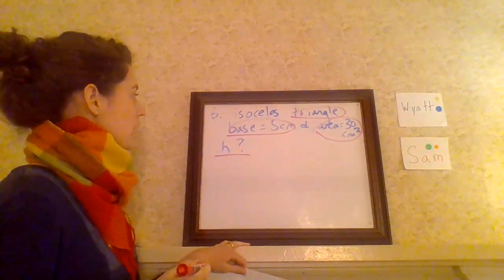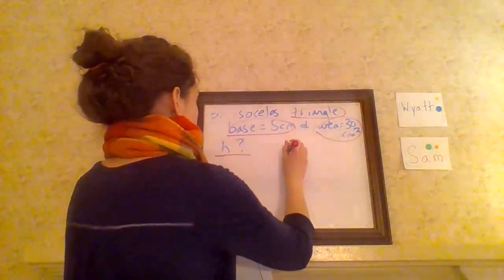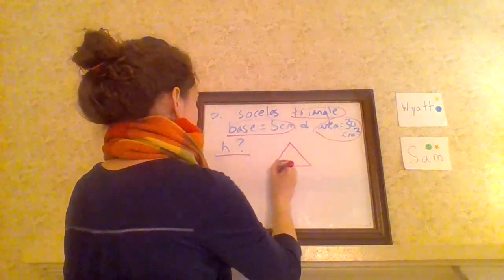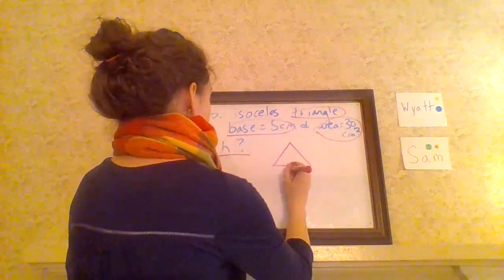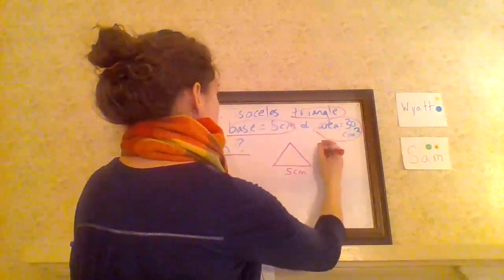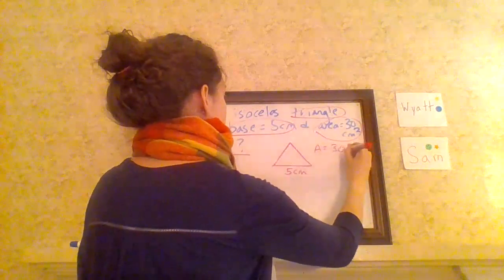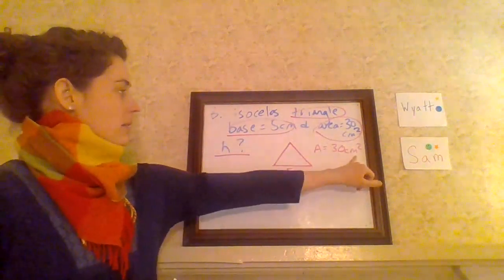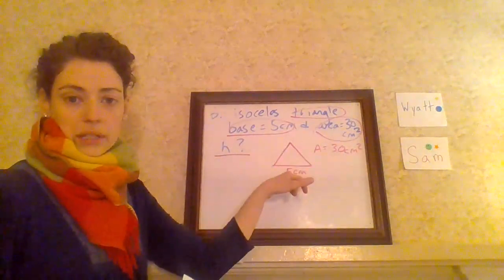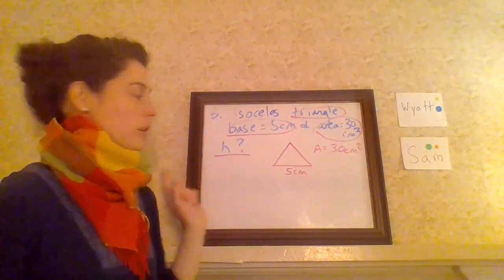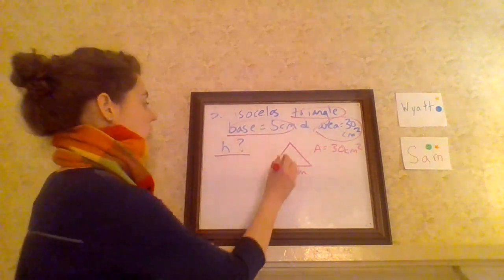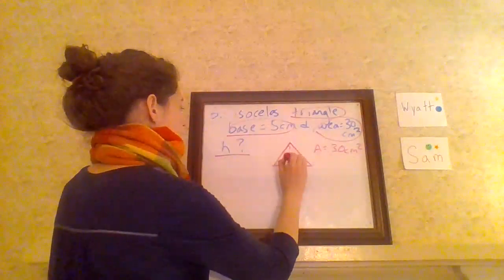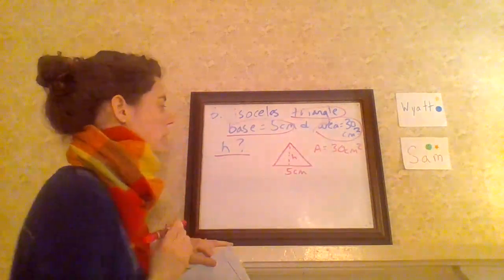Third step, we'll draw a quick sketch. We draw an isosceles triangle, and the base is 5 centimeters, and the area is 30 centimeters squared. You can see that in this case, both measurements are using centimeters, so that's great. We don't have to worry about converting. What we don't know is this height, so we're going to try to find that.